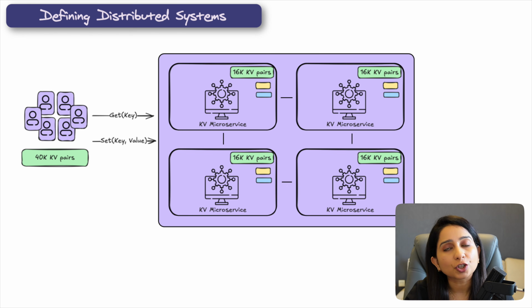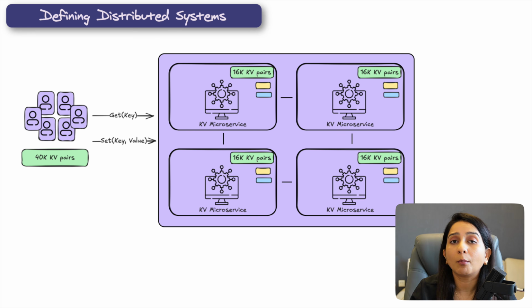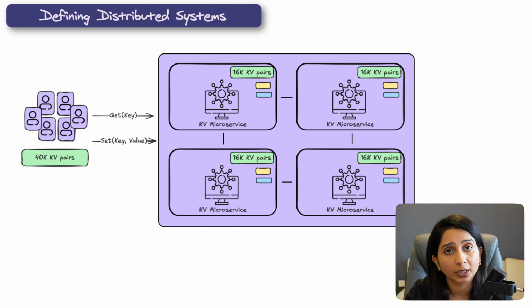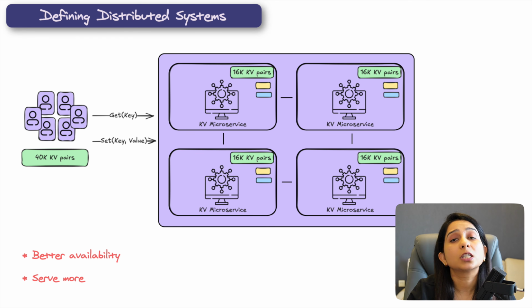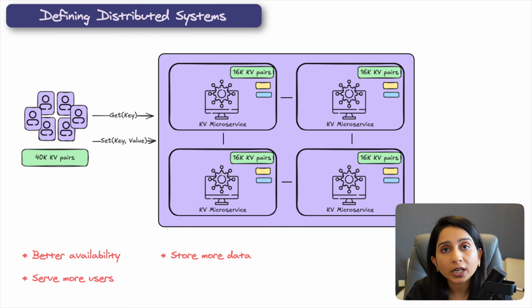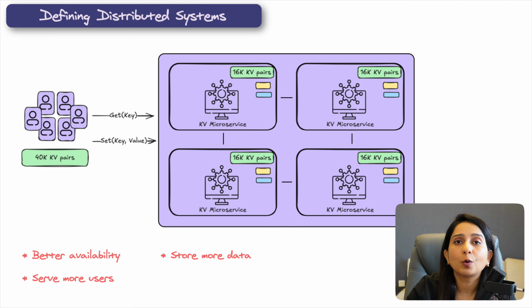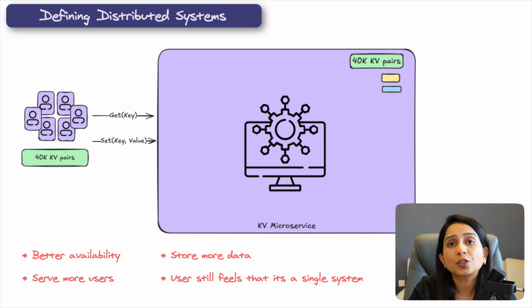So this essentially is a distributed system, where the responsibility of handling these key value pairs was distributed among multiple machines rather than one machine, because one machine was not able to do it. What happened by introducing multiple machines? You have better availability, you can serve more users, you can store more data. And the best part is that even though you have 4, 5 or 10 machines handling these thousands of key value pairs, for the user it still seems that it's just one machine, or one system operating on it. That's why it is called a distributed system.